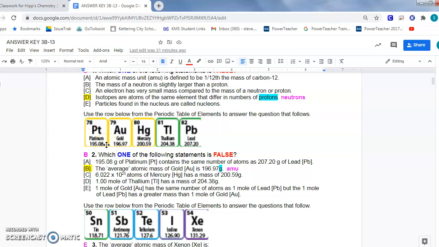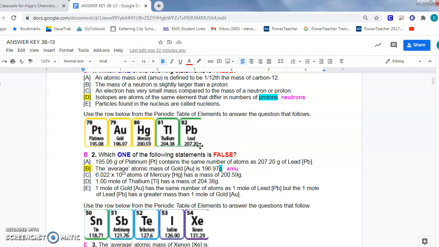And 1 mole, as we learned, is 6.02 times 10 to the 23rd atoms. So if we put 195.08 grams of platinum on a balance, we have 1 mole. That would be 6.022 times 10 to the 23rd atoms. Same is true for lead. If we're looking at the mass of a single atom, the average of the lead atoms is 207.20 AMUs.